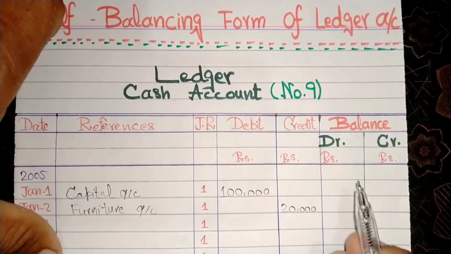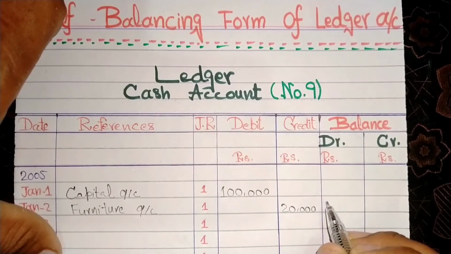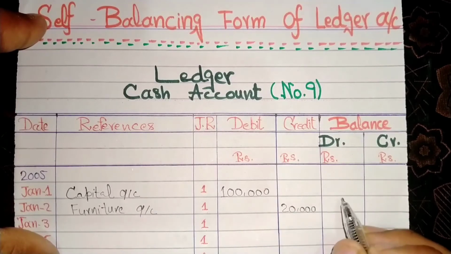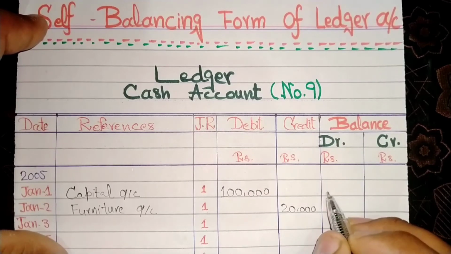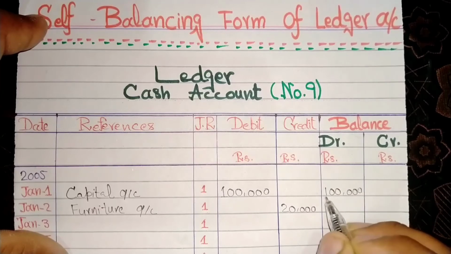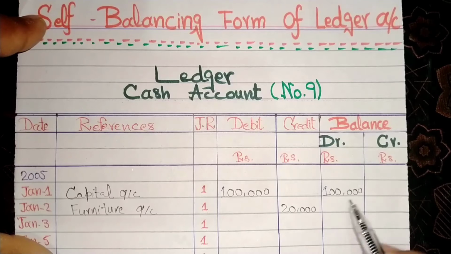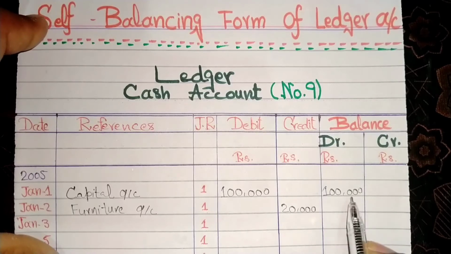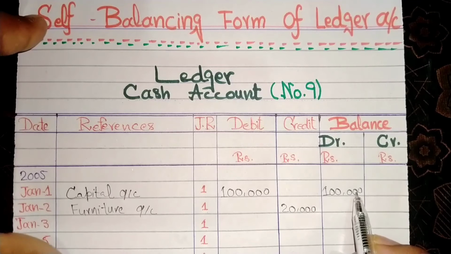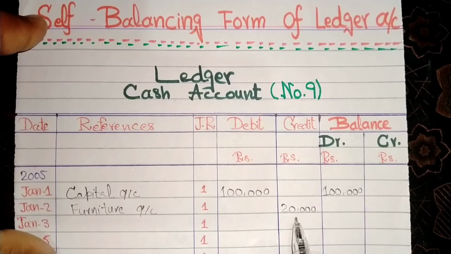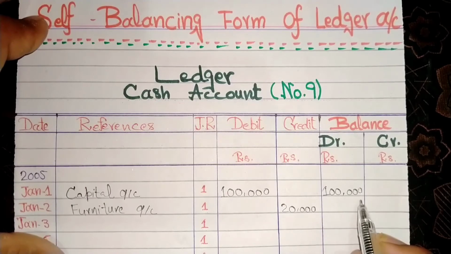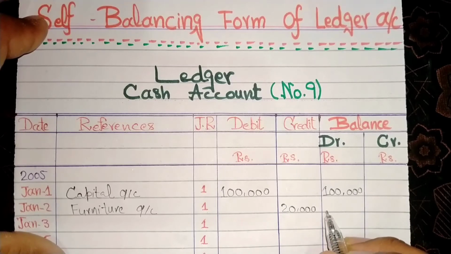Now we will enter the balance column. So the first balance entry is heavier, which was a debit balance. So we will write here 100,000 rupees. This was a debit balance. Now the next entry was a credit balance. So we will minus, this is the most important point of this format, we will minus the lesser balance from the heavier balance, just like this. So 20,000 rupees will be subtracted from 100,000 rupees. The remaining debit balance will be 80,000 rupees.